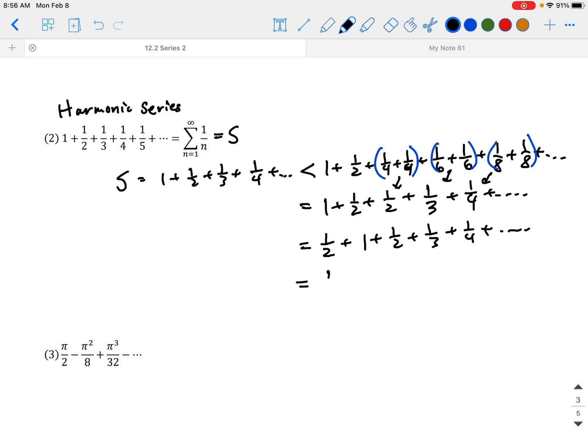But then that means that this is equal to 1/2 plus S, right? That's our original series that we had. So note what we've come up with: S is equal to 1/2 plus S. But this is a contradiction.